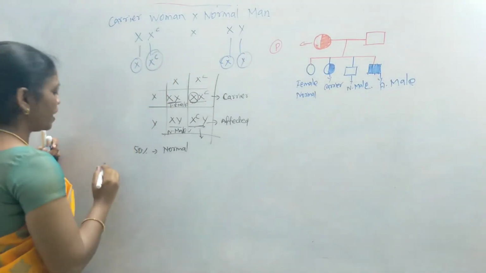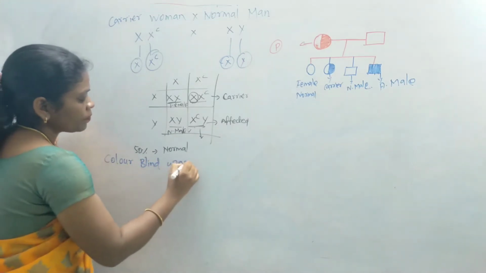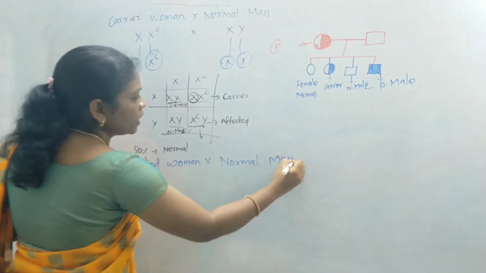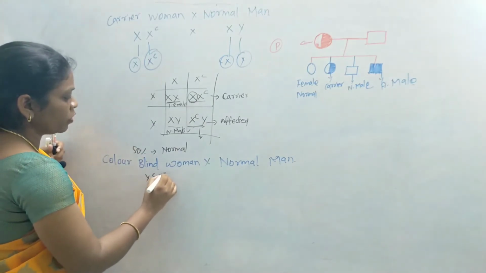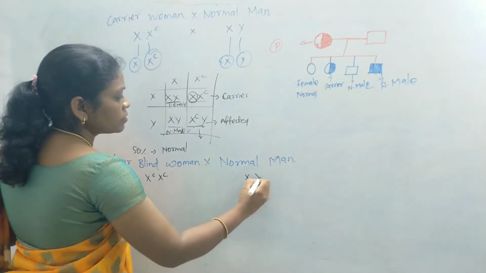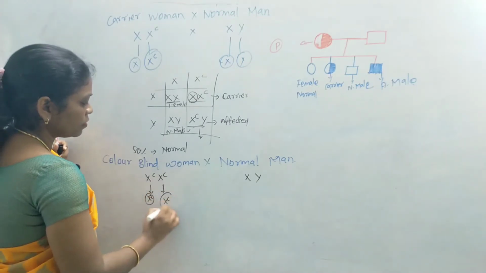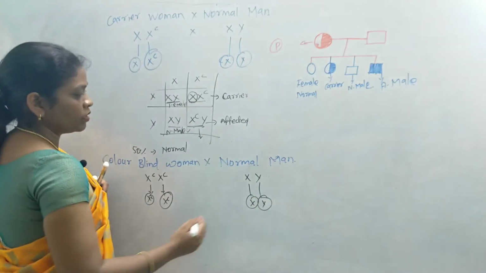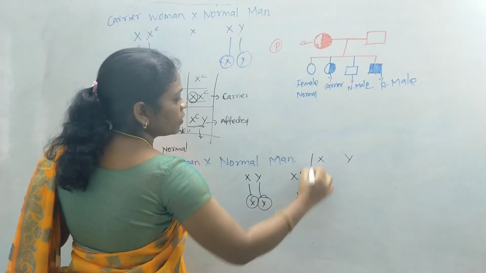If a colorblind woman marries a normal man, so we will write here colorblind woman, if she marries a normal man. So here the colorblind woman will carry the disease causing factor in both of her X chromosomes, and the man is X, Y. She will produce two gametes, both containing the disease causing factor, and here it will be normal. If you want to find out the result, we'll go with the Punnett square again, XC, XC, X, Y.